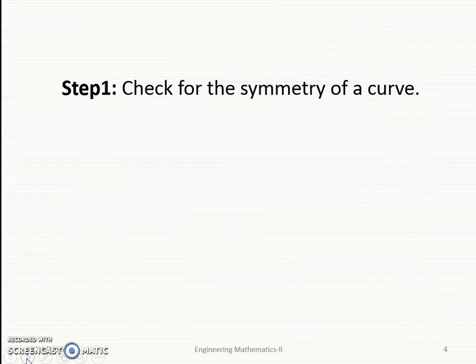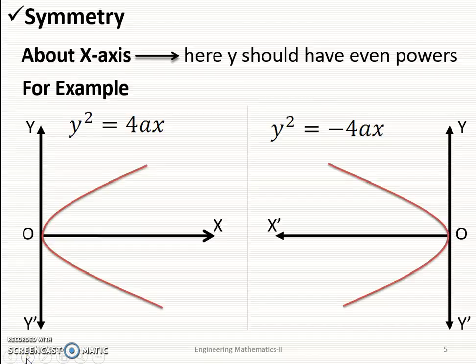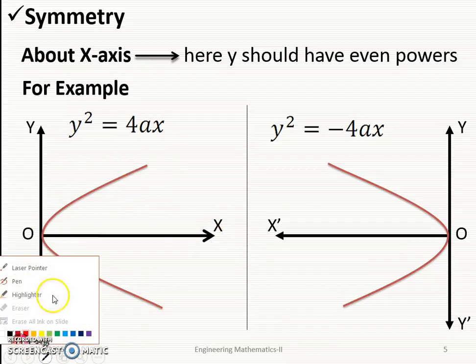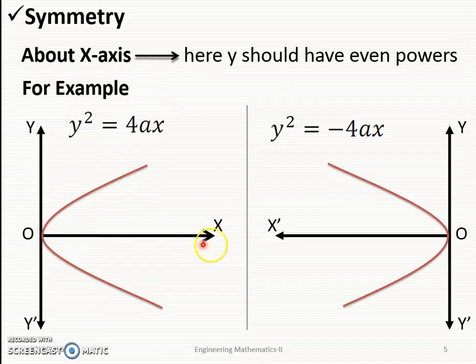Check for symmetry of a curve. This is step number 1. So, symmetry about x-axis. If we want to check whether the given curve is symmetrical about x-axis or not, it is very simple. In the whole equation, check the power of y. If y is there with an even power, we can say that this curve is symmetrical about x-axis. In this example, on the left hand side, y square is equal to 4x, the equation of a parabola, where y is present with the power 2. So this curve is symmetrical about x-axis. We can see this is the x-axis and this is the curve.